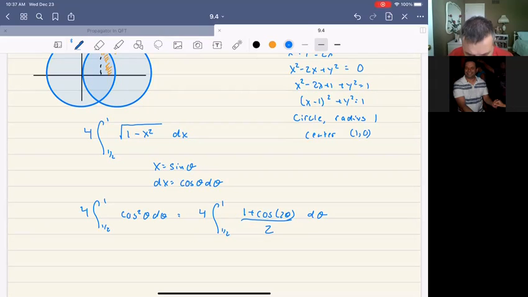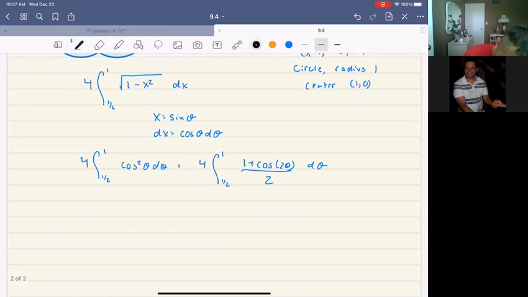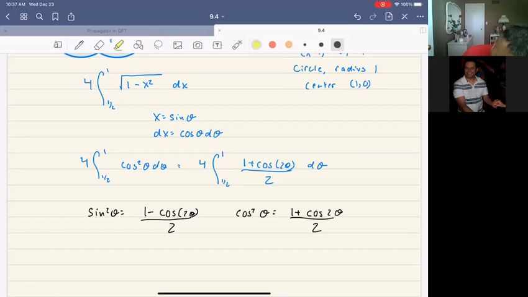I don't know why I have what I have written here, but so you're going to take 4 times that integral. Okay, so these formulas here, those are worth investing your time and never forgetting them.